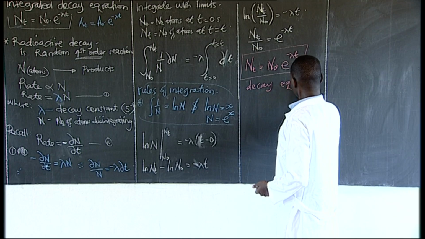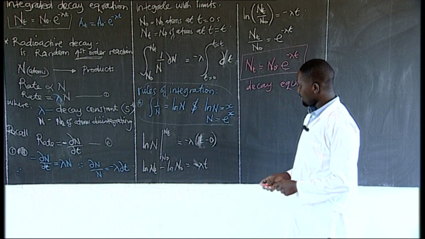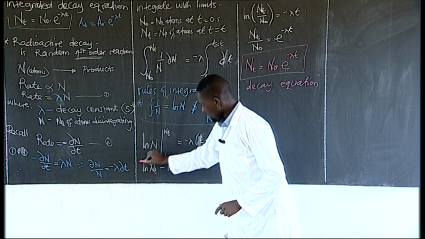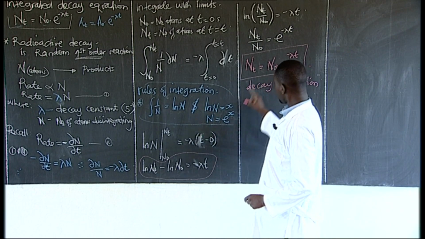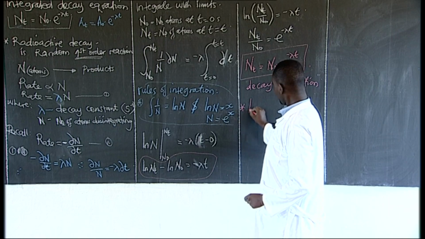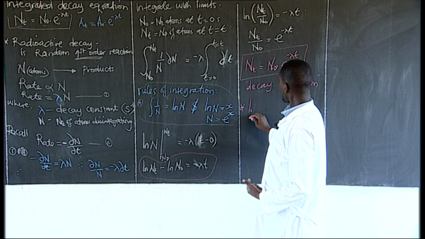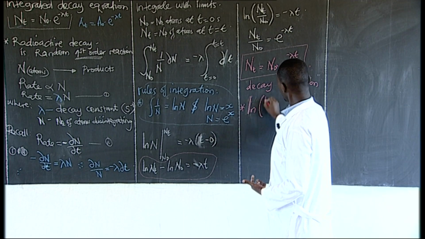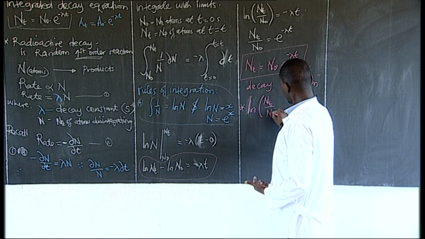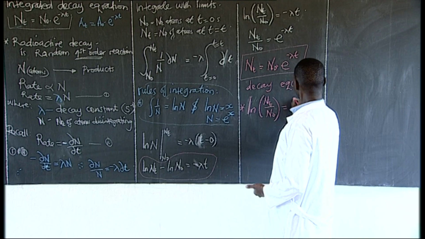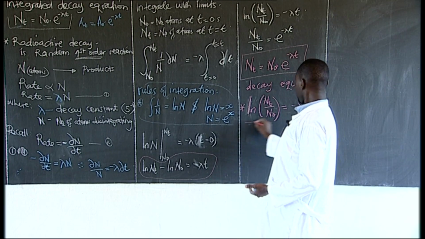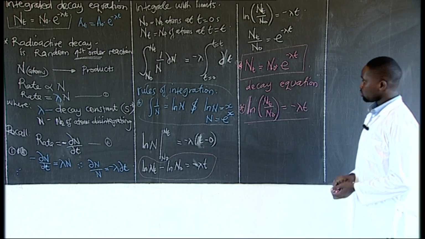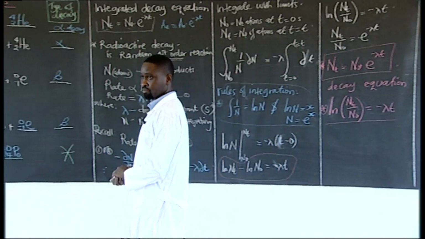We are going to be using this decay equation now and again. Why am I bringing it in here? In the process, you can take it back and have this. So this and this, we are going to be substituting them now and again. This, or this, whichever: ln N naught over N equaling negative lambda t. So at least make sure you understand these two equations. We shall be applying them.